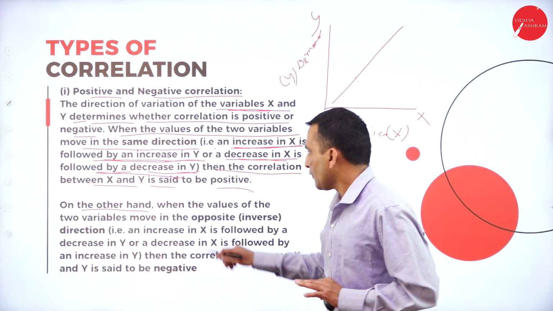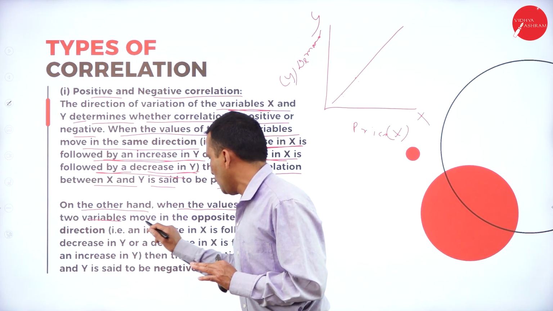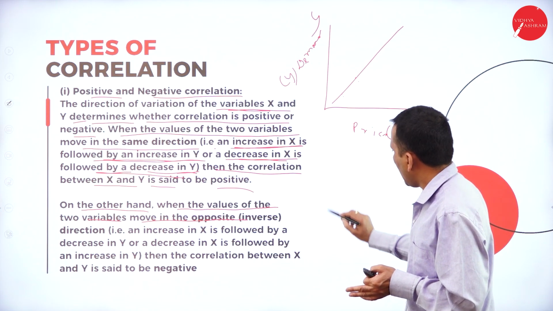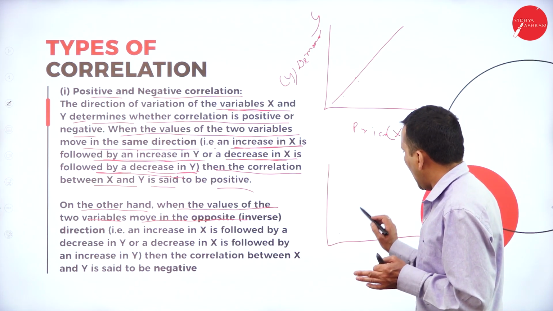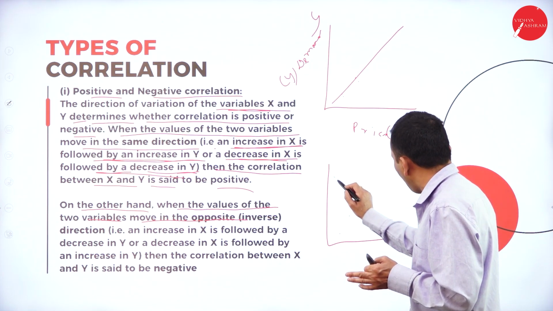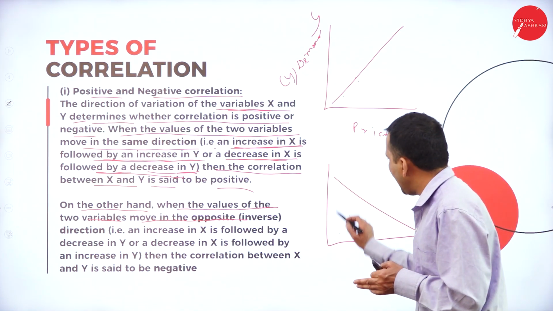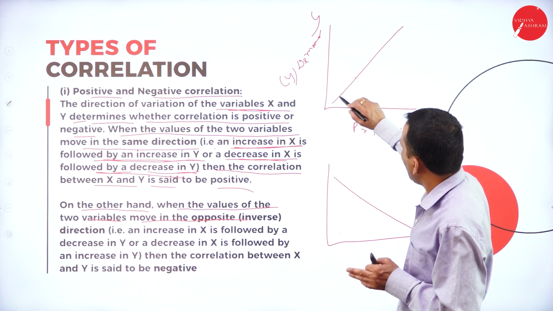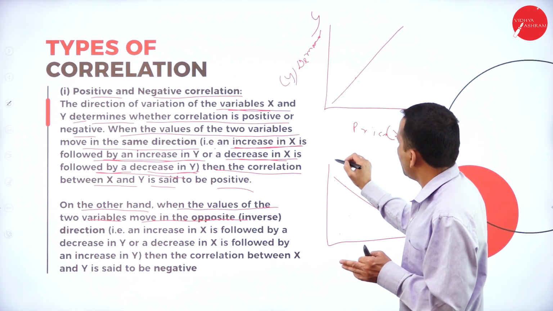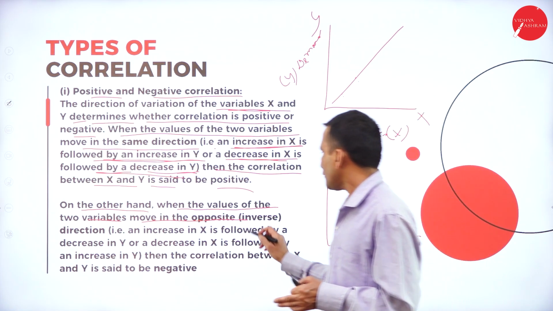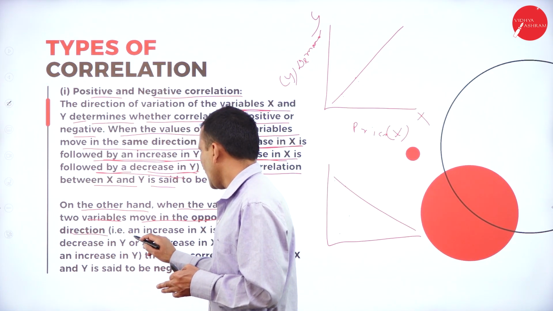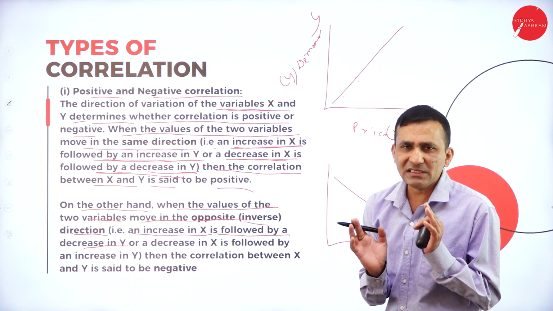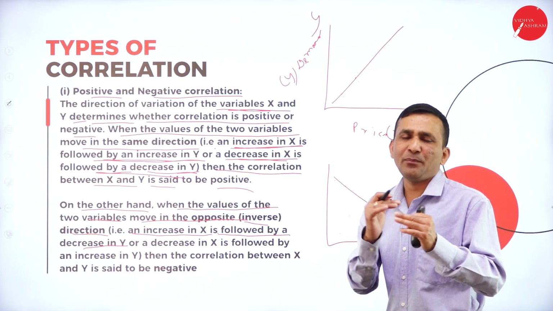On the other hand, when the values of the two variables move in the opposite direction, for example the price decreases and demand increases, that is the negative direction. If the price increases, demand decreases, going downward. Positive goes upward, negative goes downward, the inverse direction. An increase in x is followed by a decrease in y. That means if your production increases, your supply decreases.